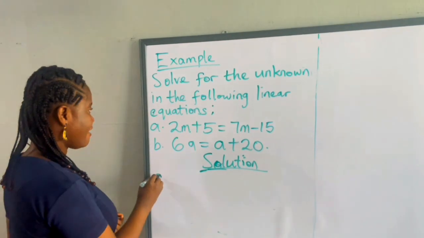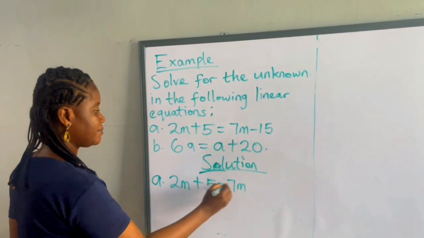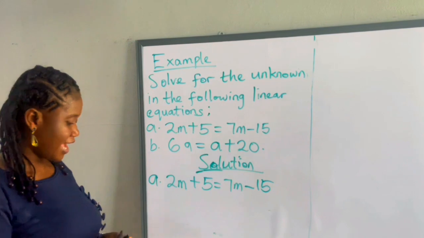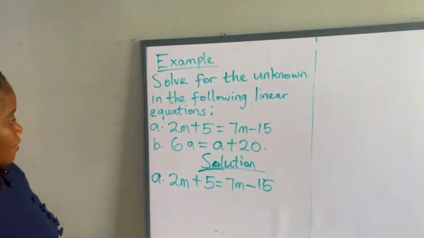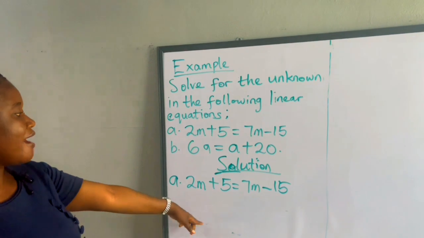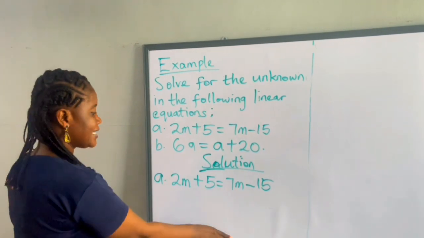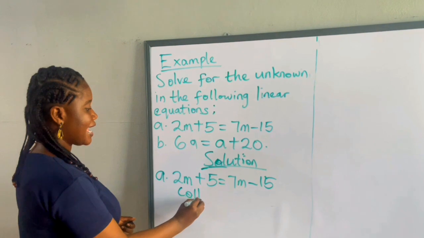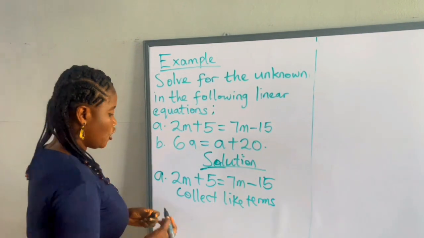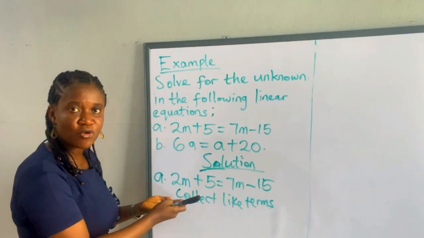Solution. So we have 2m plus 5 equals 7m minus 15. Right. Take a look at this now. We said that for you to solve linear equations like this, where you have variables on the left and on the right-hand side, the first thing you do is to collect the like terms. And to collect like terms, what do you do? You bring the terms with the same variable together.